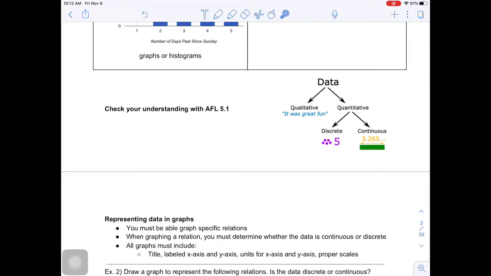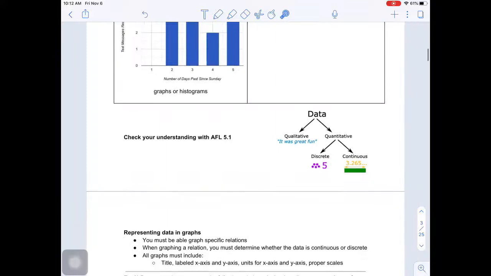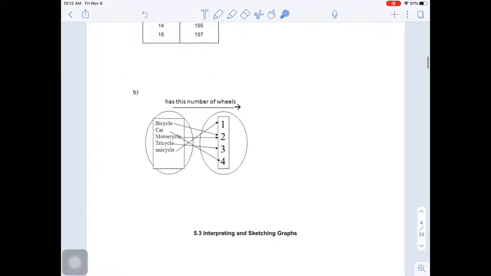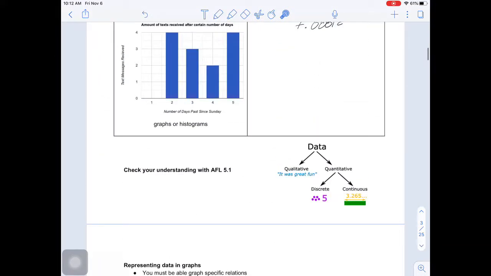Here's a quick little representation here of what we kind of talked about. So we have data, okay, we have qualitative and we have quantitative. So qualitative is just saying something. It was great fun. But quantitative is numbers, okay? That's what quantitative means, numbers.